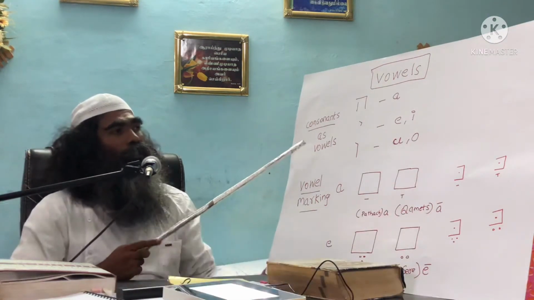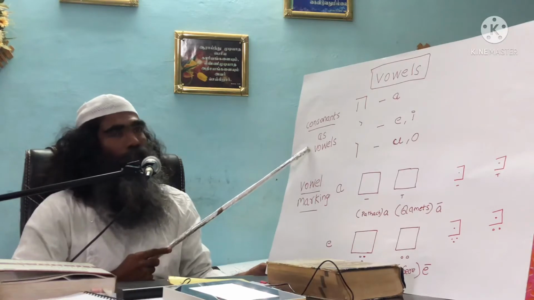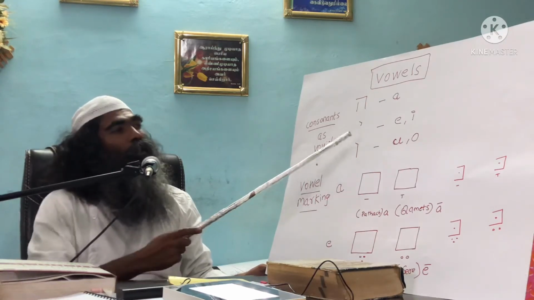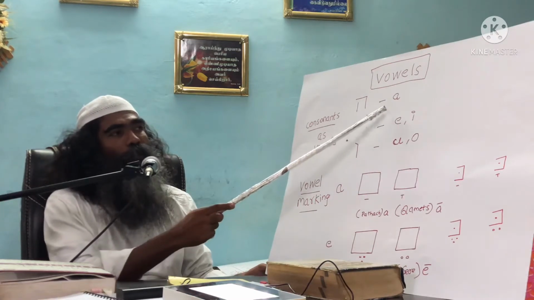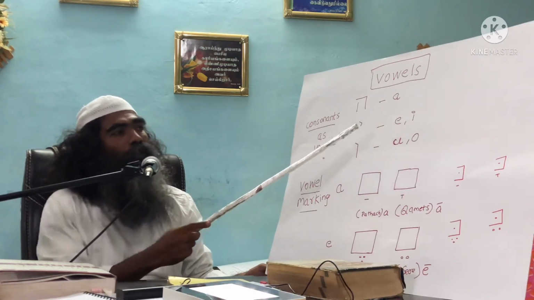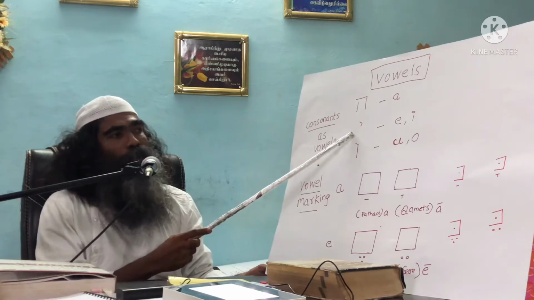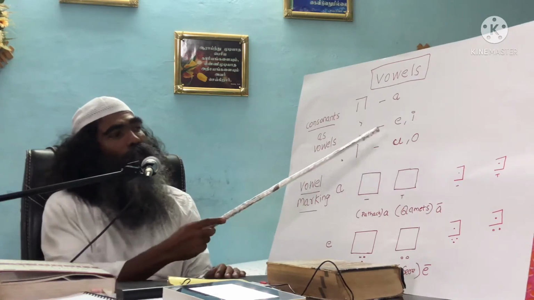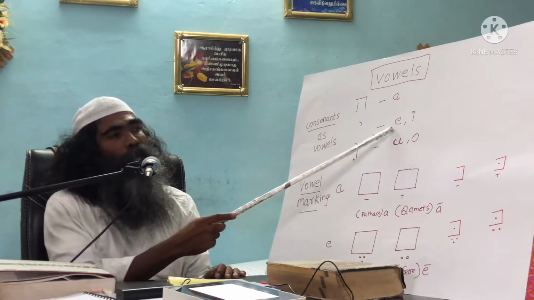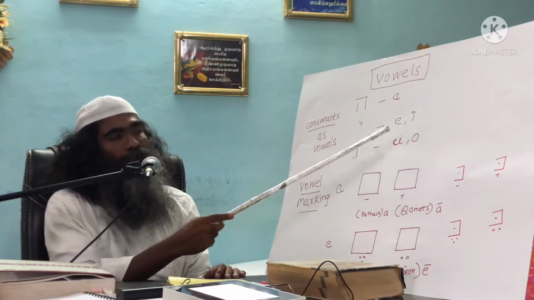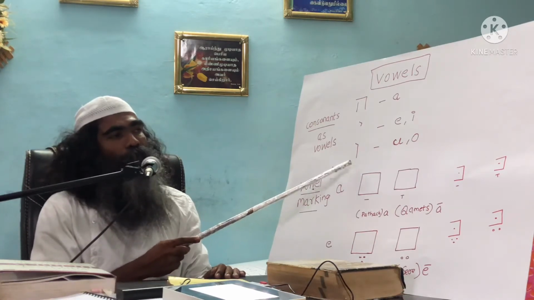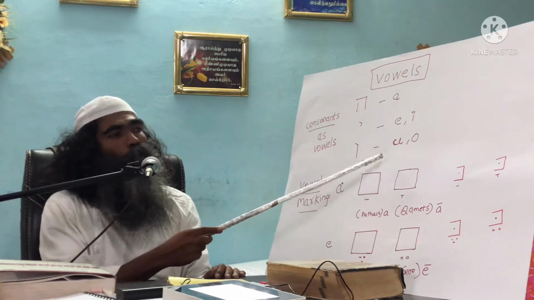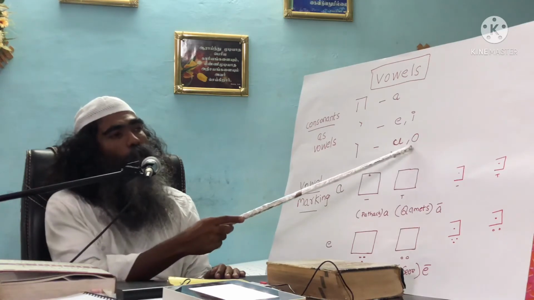The consonants which are used as vowels are Het, which gives the vowel sound of A. The second consonant is Yod, which gives the vowel sound of A or I. The third consonant is Vav, which gives a vowel sound of U or O.